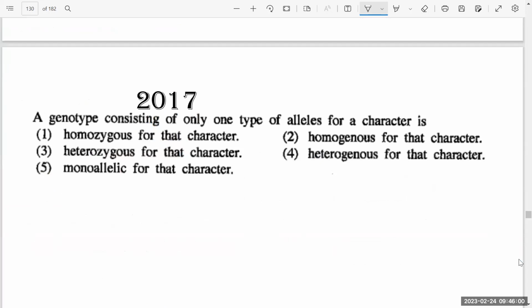Then the 2017 question that was asked. Can you try this? Homozygous for that character. Okay, it should be homozygous or heterozygous.